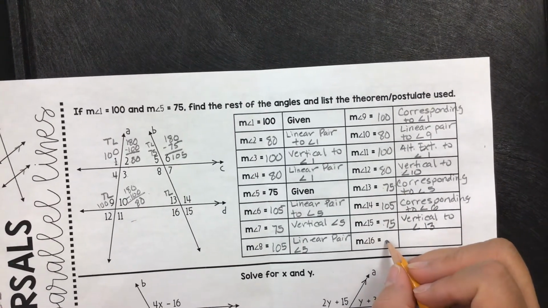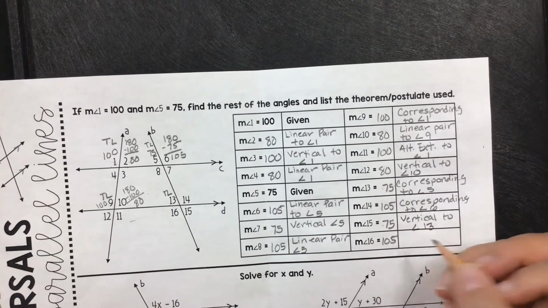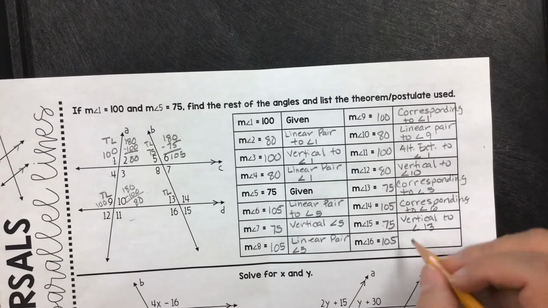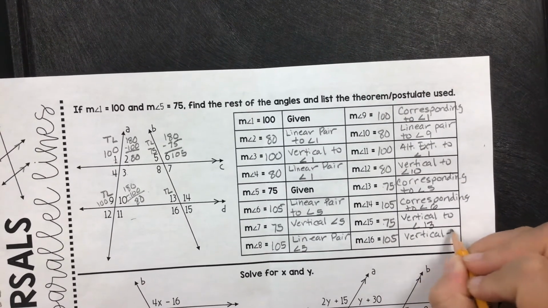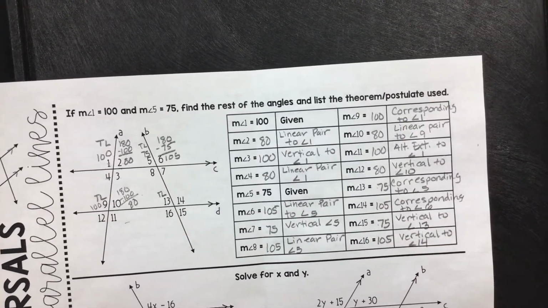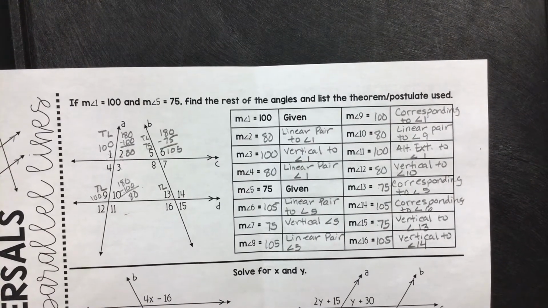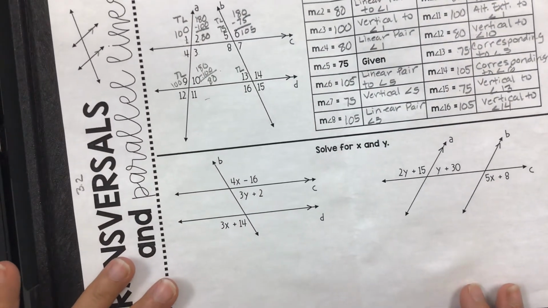16 is 105. And we can say that it is vertical to angle 14, and that's why they're equal. So there's several different reasons that you can use. Make sure that you always try to say which angle you're comparing it to. And then the last two problems right over here.